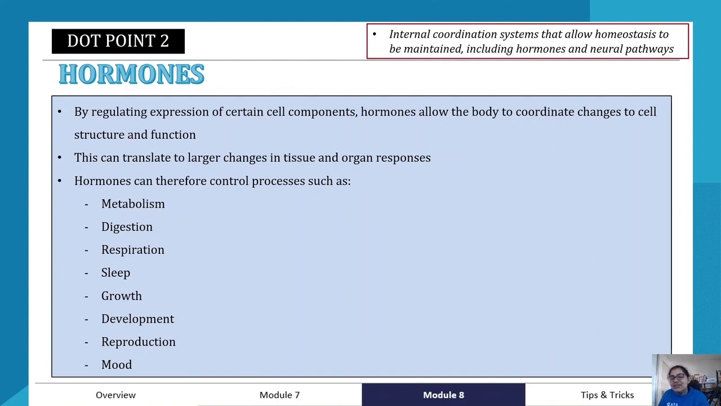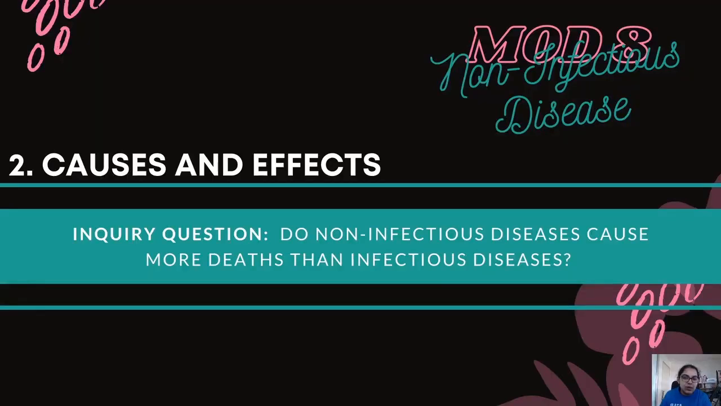So generally, in summary, hormones work by regulating expression of certain cell components, and hormones allow the body to coordinate changes to cell structure and function. They can lead to larger changes in your tissues and organs, and hormones can control processes like metabolism, digestion, respiration, sleep, growth, development, reproduction, and mood as well. That's the first dot point done. The first inquiry question done.